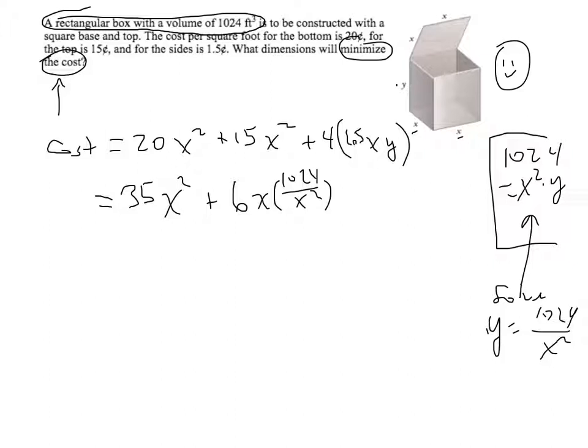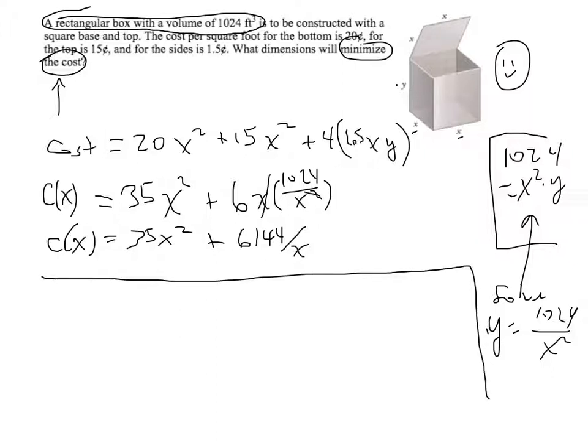And now this really is a cost function that just has one variable in it. So it's okay to call that c of x. And I can do one more simplification, which I might as well do, because the simpler it is before I take the derivative, the easier it'll be. I have an x here and an x squared here, so this x is going to cancel with one of those x's. And I also have 6 times 1,024, which is 6,144. So let me just write that down. So I'll have 6,144 divided by x.